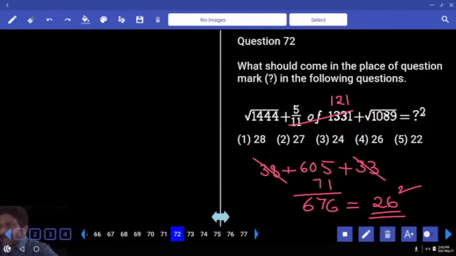If you verify the last digit, it ends with 6. So it should be either 4 square or 6 square. Both options are there. So we have to calculate exactly.